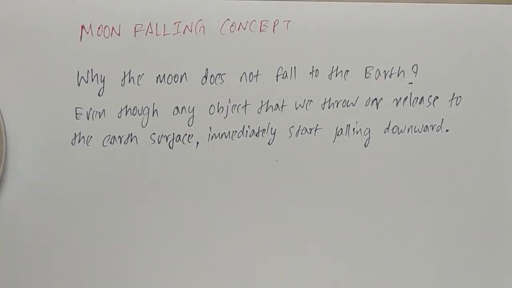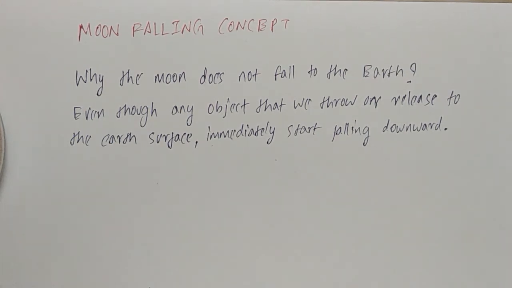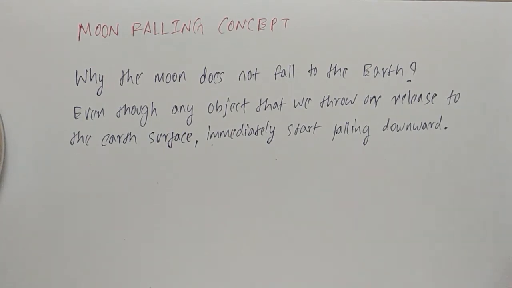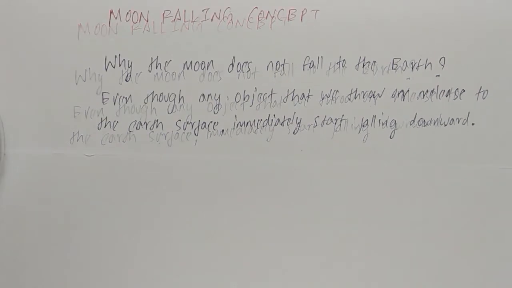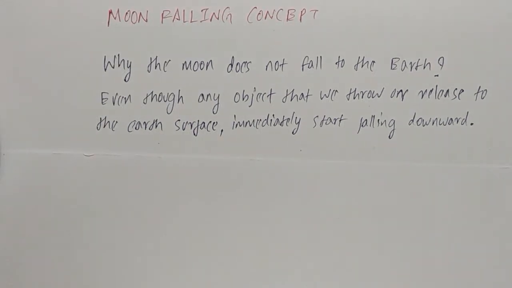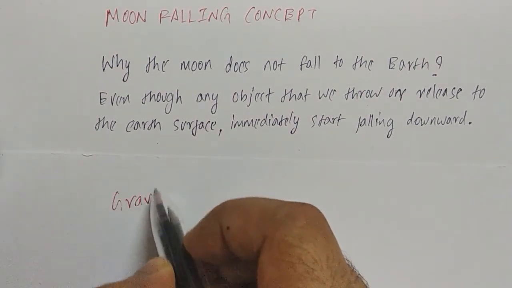Hello everyone, today I am going to talk about the moon falling concept, which deals with the argument of why the moon does not fall to the ground but revolves around an orbit, even though any object that we release above the earth's surface immediately starts falling towards the ground. Now, why does any object start falling towards the ground? We know that it is due to gravity.